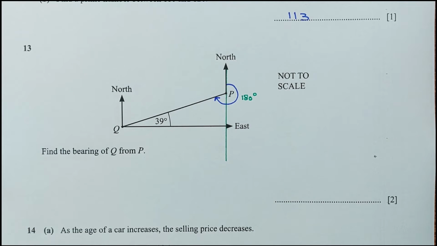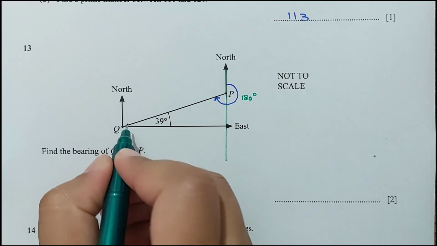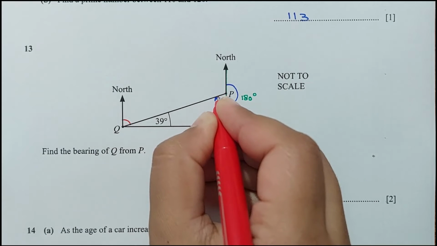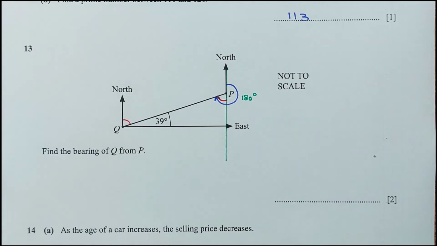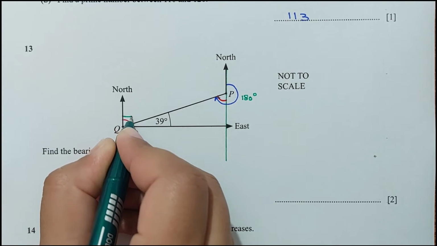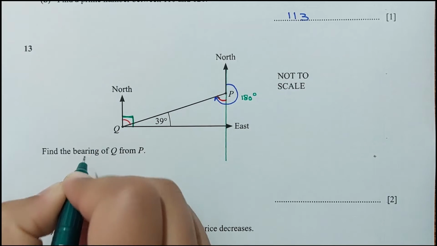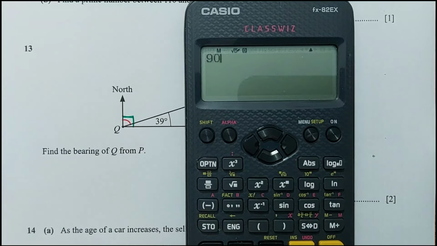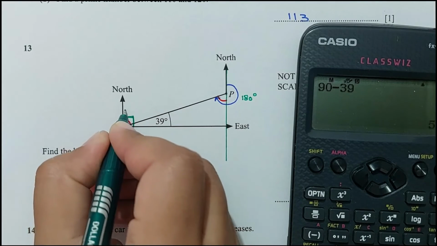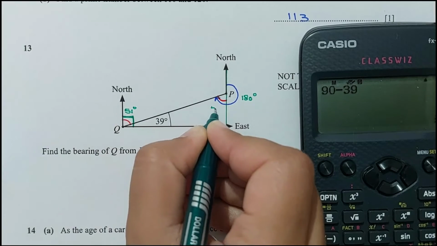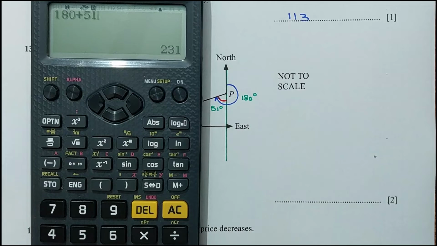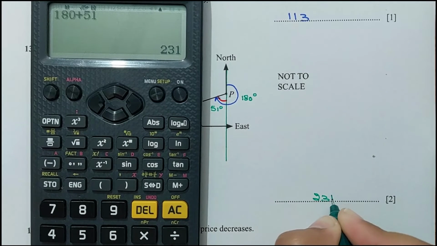If I use the concept of alternate angles, this angle and this angle are the same. These are two alternate angles, right? As we know, this is a north line, so it is perpendicular. This is 90 degrees, which is the sum of this angle and 39. So from 90 subtract 39, we get 51. This angle is 51, and this angle is also 51, right? So the bearing should be 180 plus 51, that is 231, right?